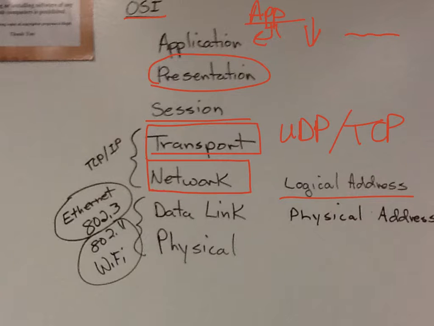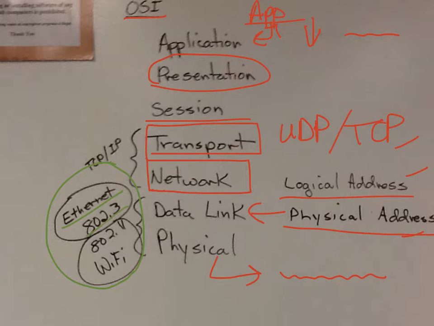And if you remember, we have a segment, packet, and a frame. Here we can put a physical address on it, the data link, and then the physical layer puts the bits out on the medium. And the two major ones we talk about here, Ethernet 802.3 and Wi-Fi 802.11. That's an 11 there.